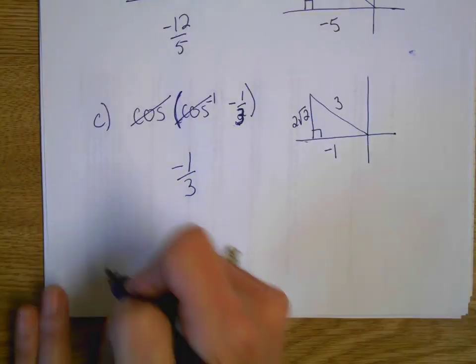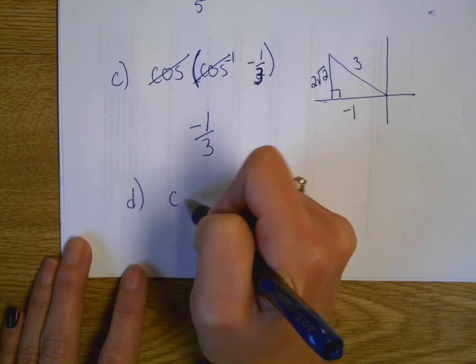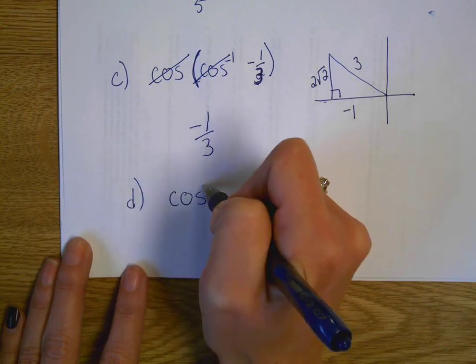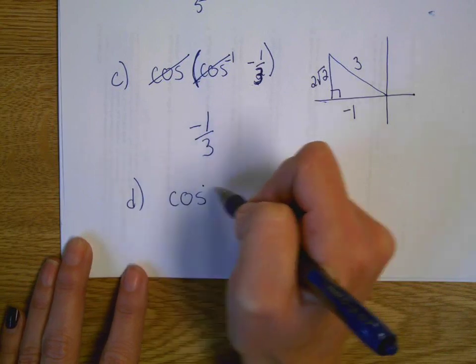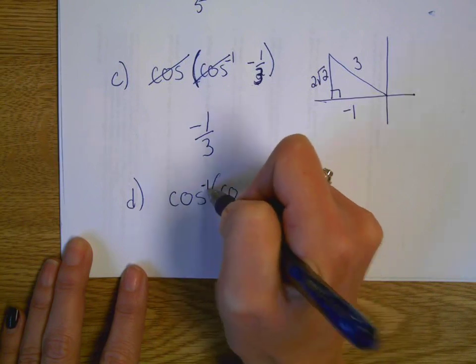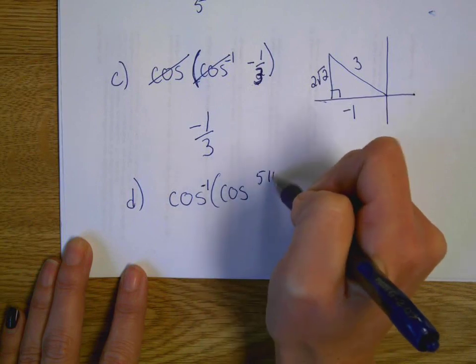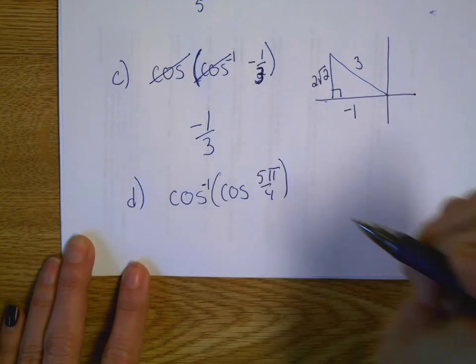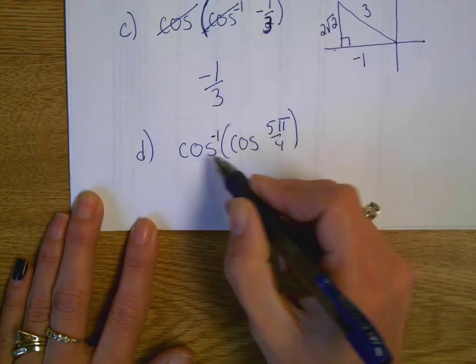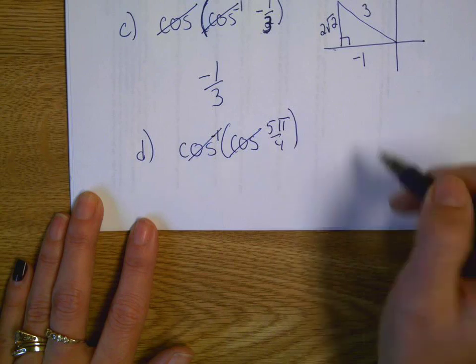Okay. Last one. Inverse cosine of the cosine of 5 pi over 4. 5 pi over 4. Oh, you are so good, Austin. Anytime, even though they're in the reverse order here, they cancel each other out.